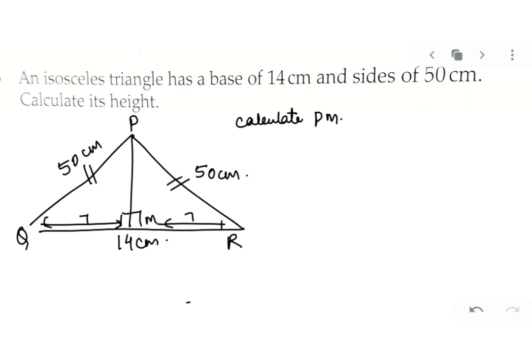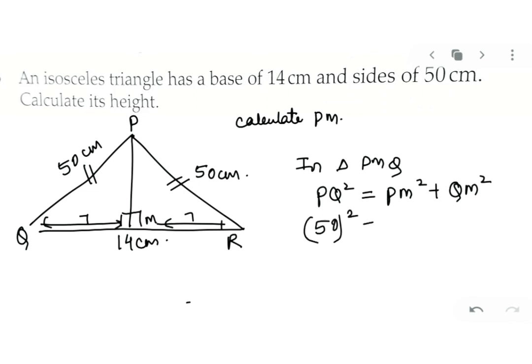Yes. So can we take now in triangle PMQ, now PQ square, that is hypotenuse square, is equal to first side square plus second side square. Correct? PQ we have been given 50. So can we make square of that? PM we do not know. We have to find it. We'll keep it as it is. QM we have just got 7. How did we get 7? You know, because the base is divided into two halves by the perpendicular.